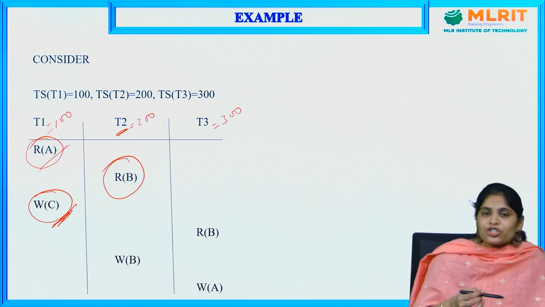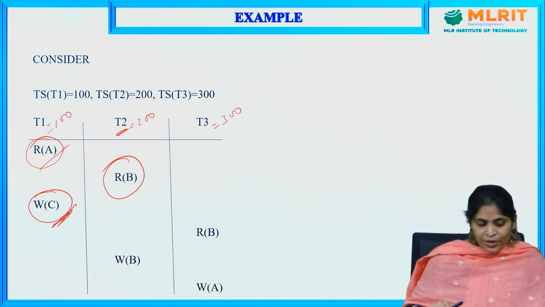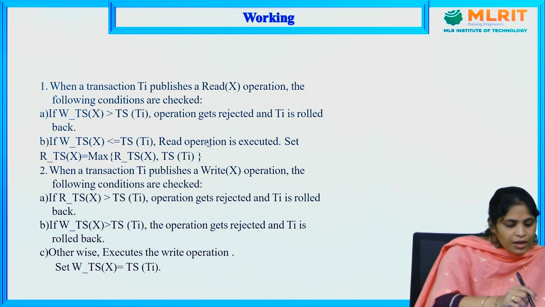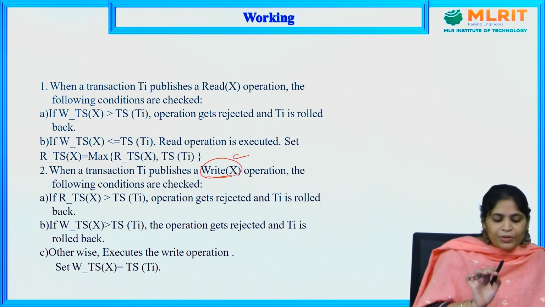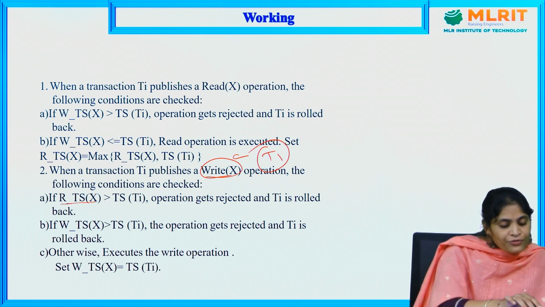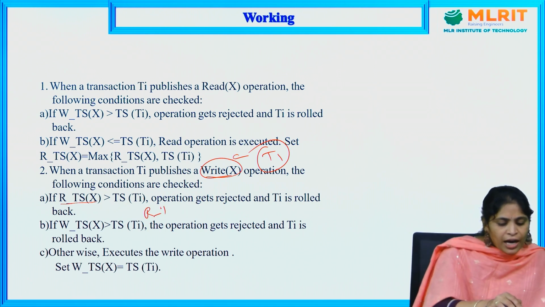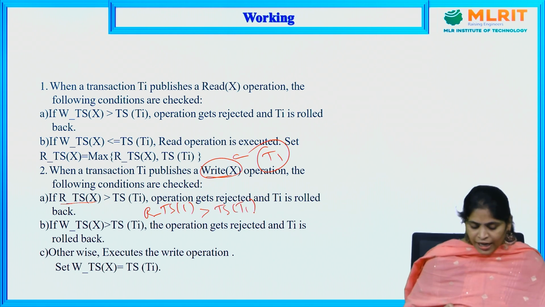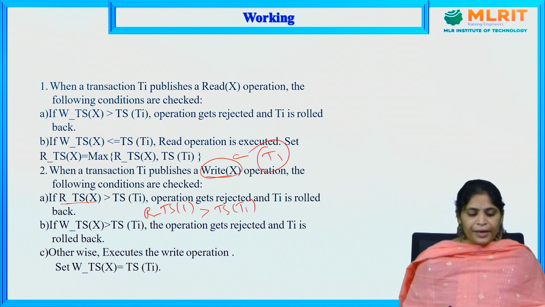For a write transaction, we need to check two conflicts, read operation and write operation also. So what is the formula here? For a write transaction, we are performing a write on C, that too in T1. So we need to check RTS of C is greater than TS of T1. Again, WTS of C is greater than TS of T1. These two will be checked first.